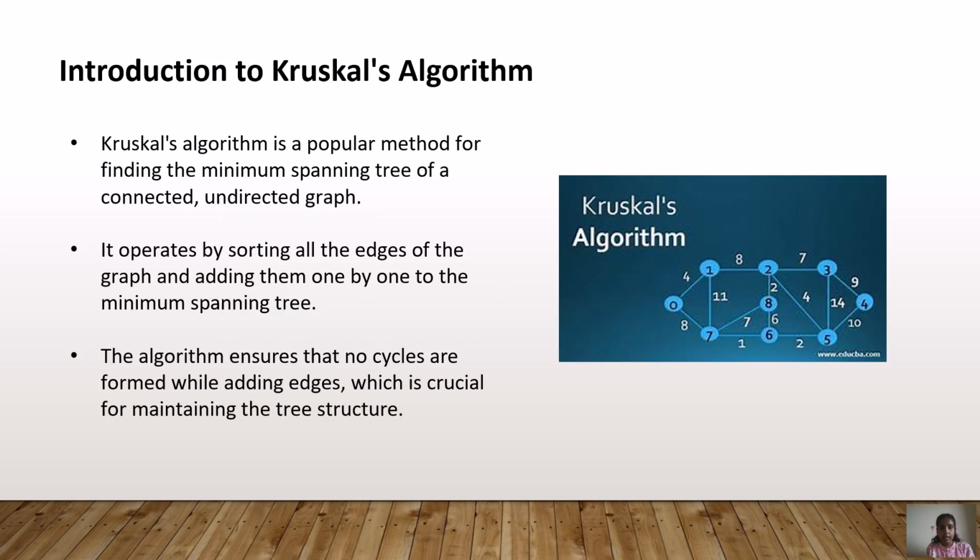Introduction. This algorithm is a popular method for finding the minimum spanning tree of a connected undirected weighted graph. This algorithm operates by sorting all the edges of the graph and adding them one by one to the minimum spanning tree. The algorithm ensures that no cycles are formed while adding edges, which is crucial for maintaining the tree structure.